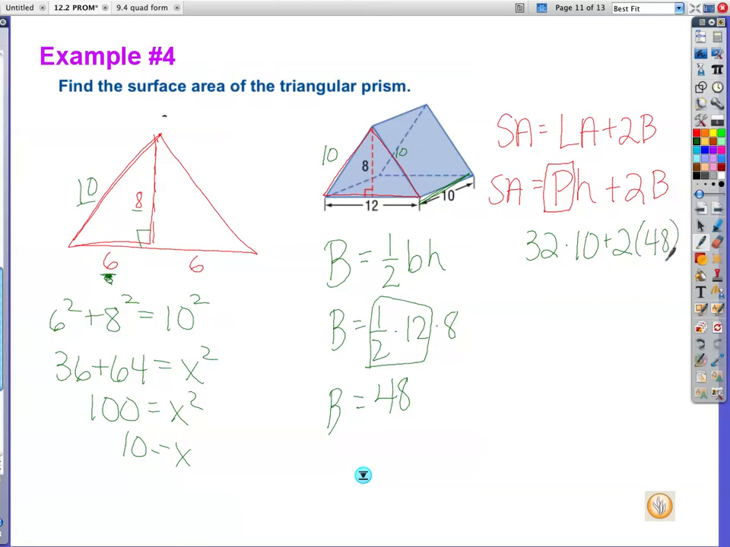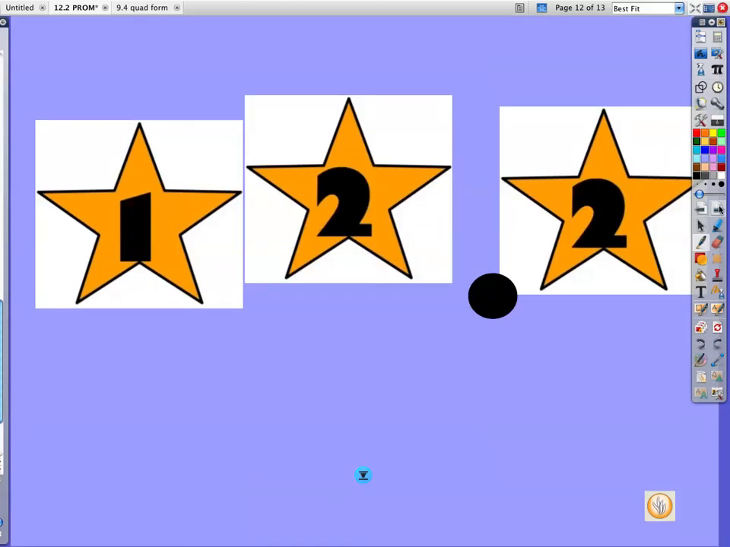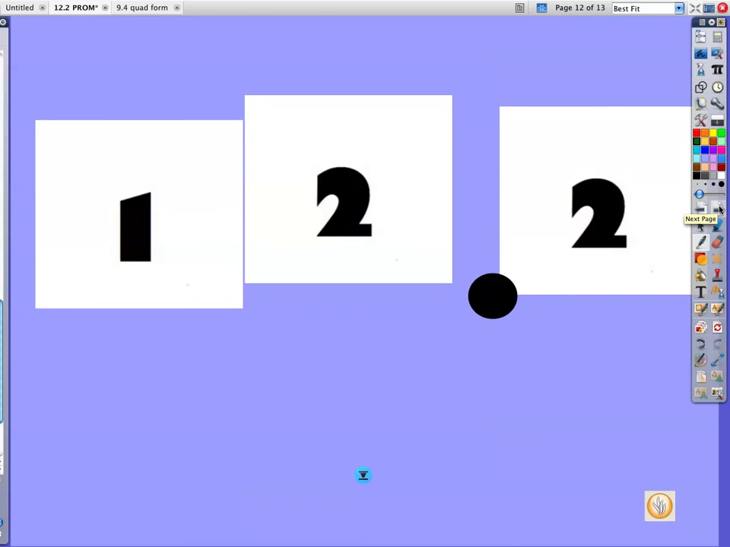All right, this gives me, oh my gosh, I thought I had the wrong answer for a second. 32 times 10 is 320, and then plus 96 gives me 416. I don't have a label here, or you can put units squared, which would of course make the math world a happy place. All right, so that's how you find the surface area of your triangular prism. And if you have questions, just write them in the margin. You can ask in class the next day. All right, that is example number 4. This concludes lesson 12.2.